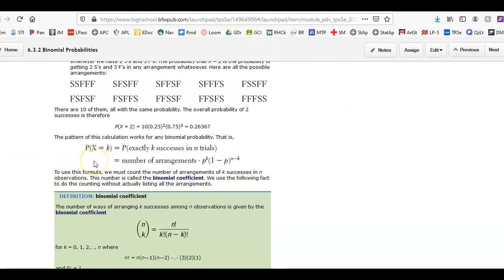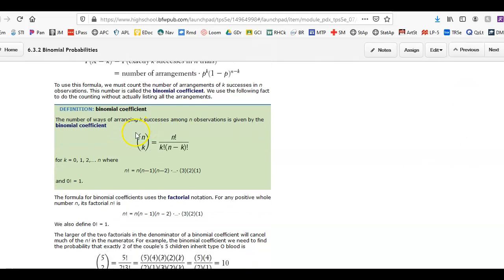Okay, and this is on your formula sheet. This is going to be something that I'm going to be handing out this unit. We have the number of arrangements, which we'll talk about what that means, times the probability of success to the number of successes, times the complement, and how many failures you want. So the number of arrangements is this, n choose k.